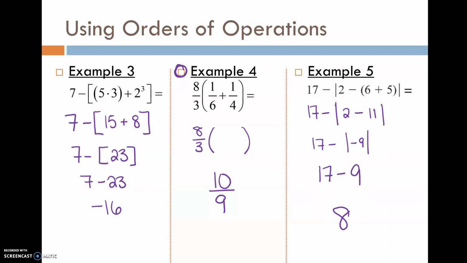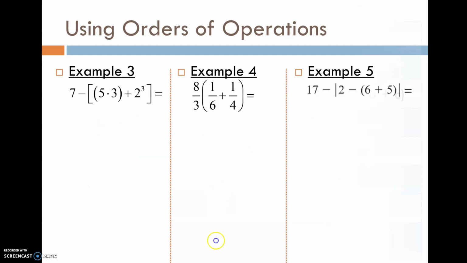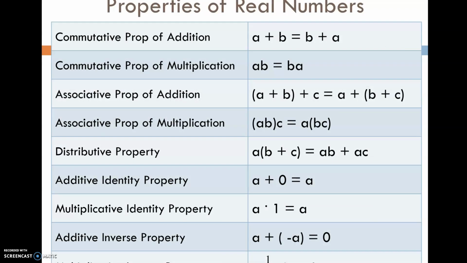Okay, how do you feel about order of operations? Good? You do have this slide in your notes. I wanted you to have the list of properties. This looks like a lot to memorize. It's really not that bad. You need to memorize the term commutative. Commutative refers to the order in which you do things.